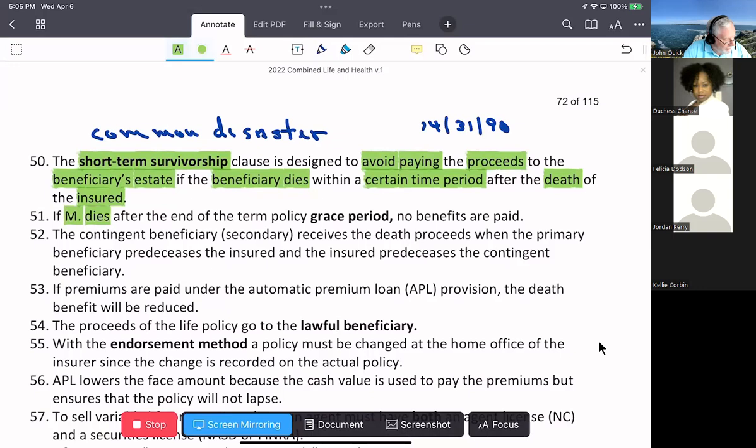If M dies after the end of the term policy grace period, what happens? No benefits are paid because the grace period's over. And there's no cash value to keep it going either. When it's over, it's over.